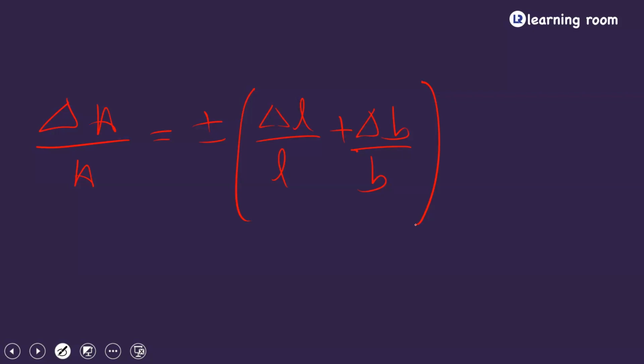See, delta L you have. Delta L is the error. L is the original length. Delta B is the error. B is the original breadth. You are going to do this. On the RHS, this will be delta A by A, change in area by original area. So if you want to find delta A, after finding all this, you have to multiply by A. Because you have to isolate delta A, no? A is down there, so you have to take it to the other side.